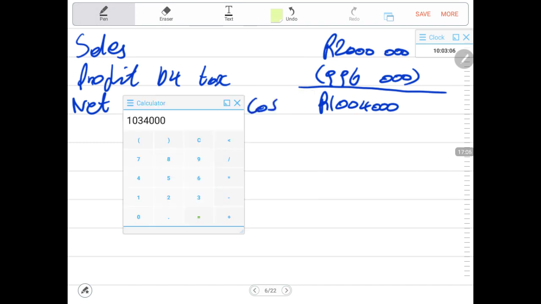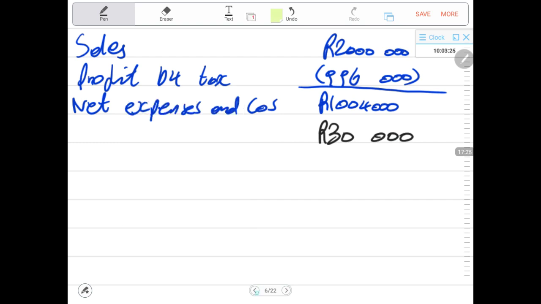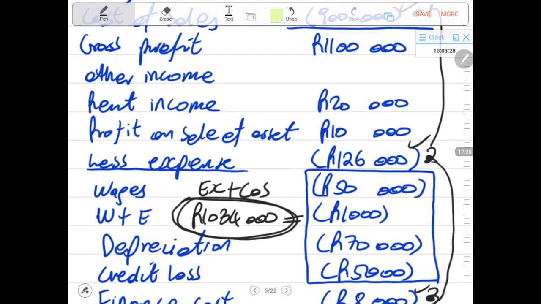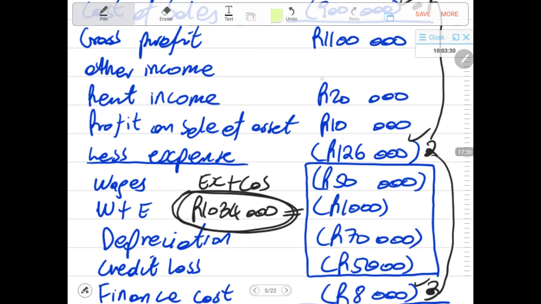If we say the correct expenses and cost of sales, 1,034,000 rands minus 1,004,000 rands, if I deduct the two, how much do I get? I get 30,000. Let me just write the 30,000 here. The difference is 30,000 rands. The reason there's a difference of 30,000 rands is that this difference comes from the other incomes. Here is the total of our other incomes. Our other incomes total 30,000 rands.